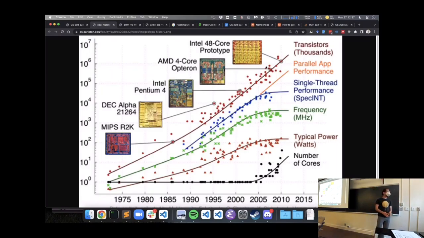Wait, so is a core like a CPU, and a thread is something else?